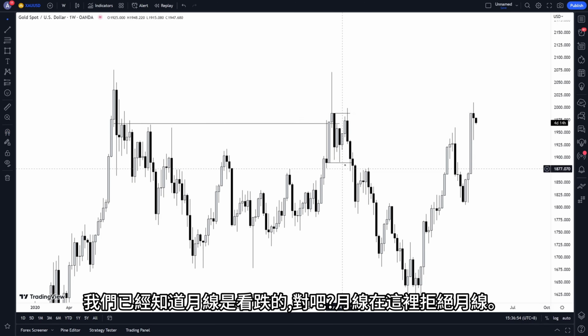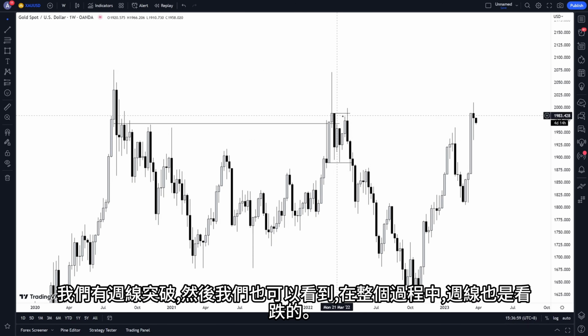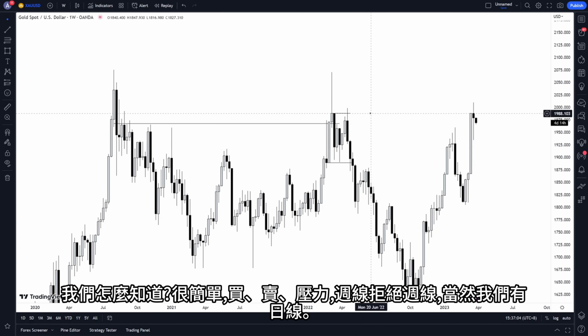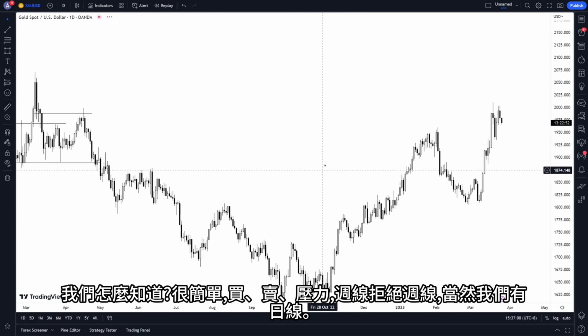Why is this weekly bearish? We already know that the monthly is bearish, right? Monthly reject monthly. Over here, we have the weekly breakout, and during that entire process, the weekly was bearish too. How do we know that? Simple: buy, sell, resistance, weekly reject weekly, and of course we hit the daily.